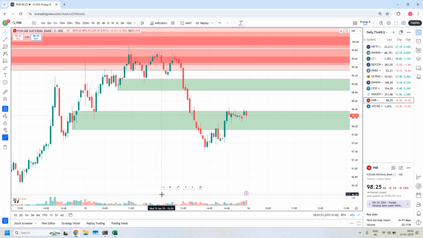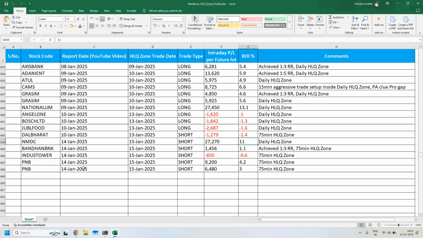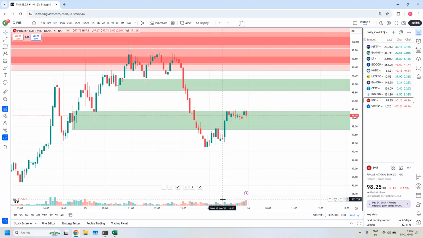So how much profit has PNB given? PNB's first trade has given 9,200 rupees profit, which is 4.2% ROA. Second trade it has given 6,480 rupees, a 3% ROA. You may think maybe if you had held, you would have booked your profit, maybe you would have got some 6 or 7% ROA. You might be feeling that way. But you can't predict the future.